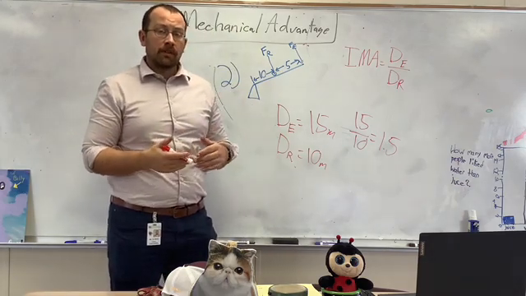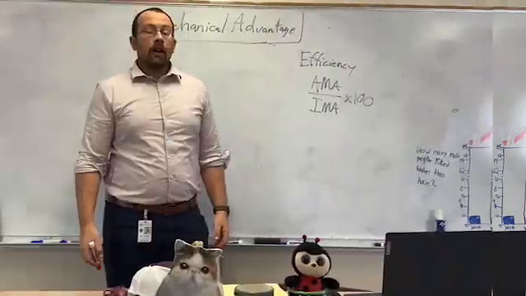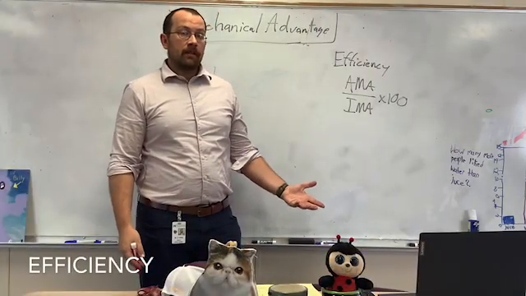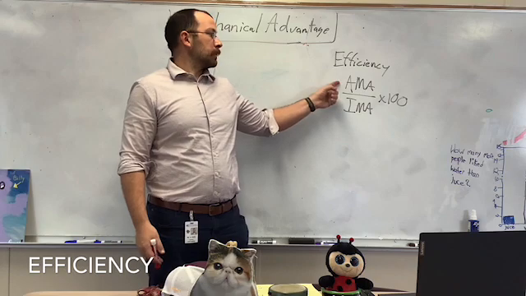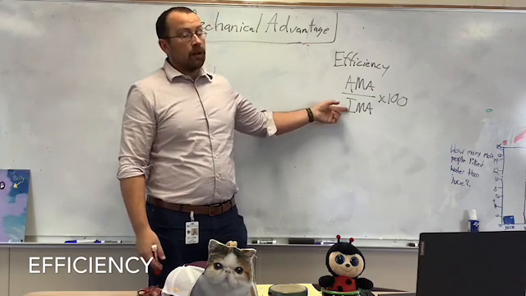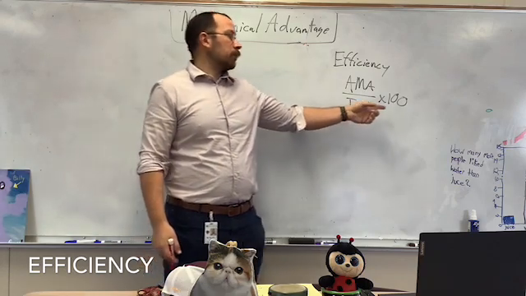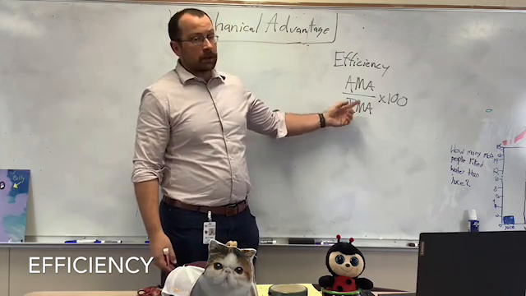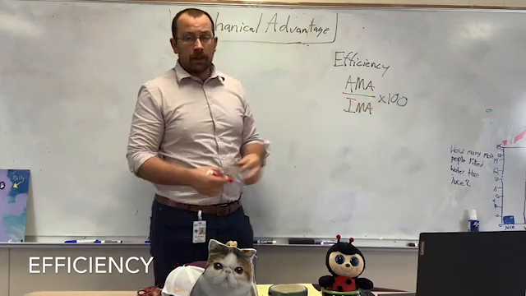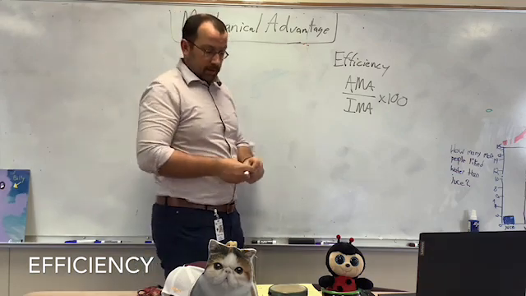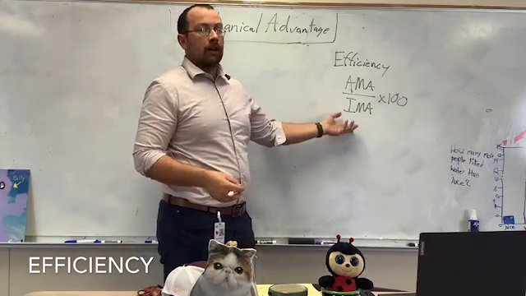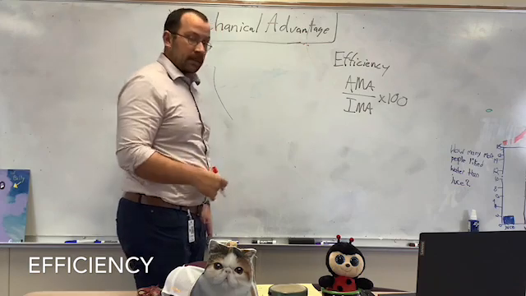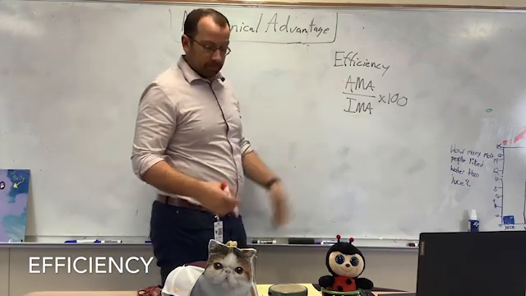Now we're going to move on to show you how you do efficiency. To find the efficiency, you take the actual mechanical advantage, put it over the ideal mechanical advantage, and then multiply by 100. Because the ideal mechanical advantage is always greater, this will be a decimal, which will give you a percentage. The ideal mechanical advantage will always be larger than that.